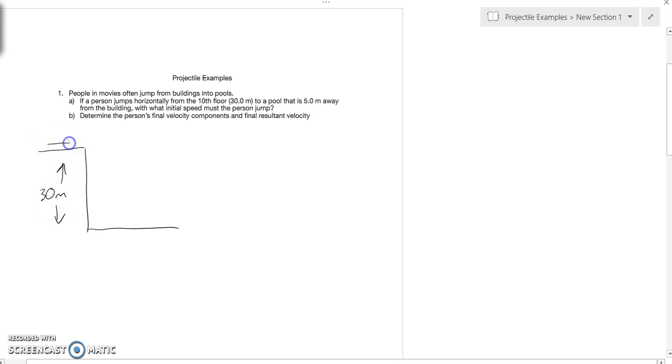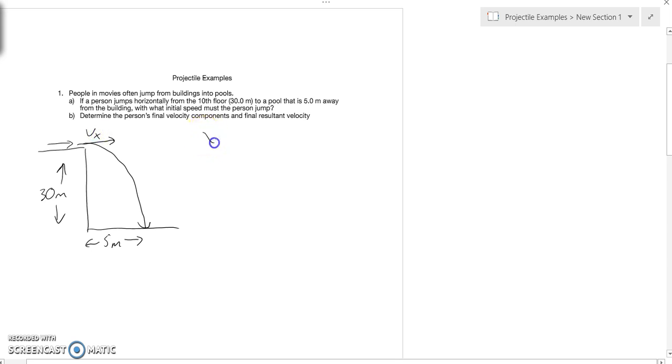And the person is running across the building. When they leave the building, they're going to be a projectile. So we're going to take that parabolic path, and then we're told the pool is 5 meters from the building. Alright, so the question is, what is this velocity when they leave the building? Because the top of the building is horizontal, that velocity leaving the building is all going to be horizontal.